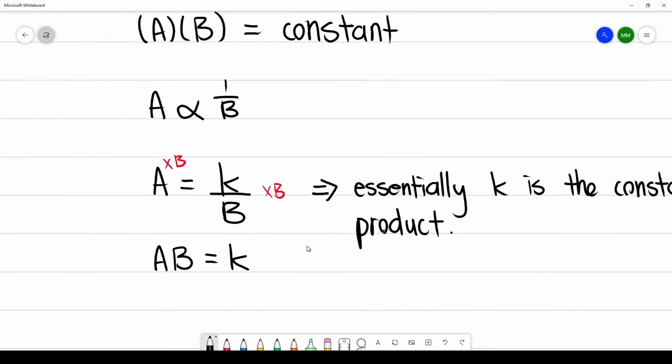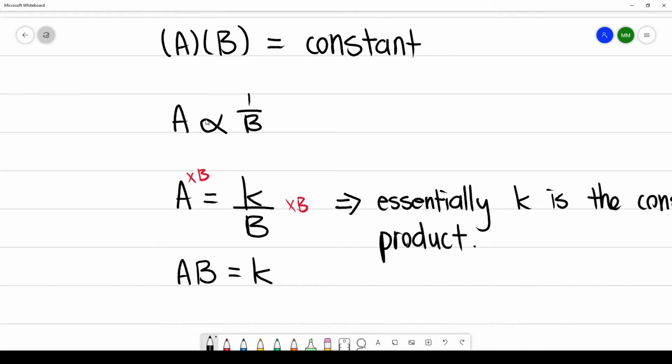Like if you look at the form over here, don't you think it's kind of similar? So this here is a 1, by the way, so 1 divided by b. When we say inverse proportion, we say a is proportional to 1 over b, so a is inversely proportional to b. And then here we have a is equal to k divided by b.